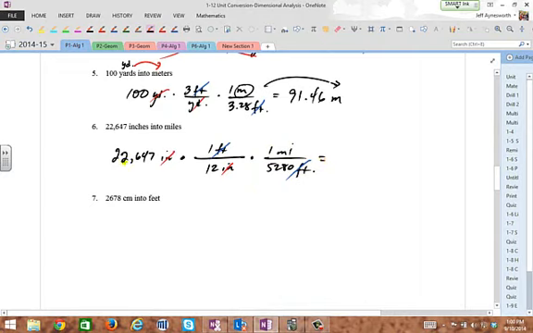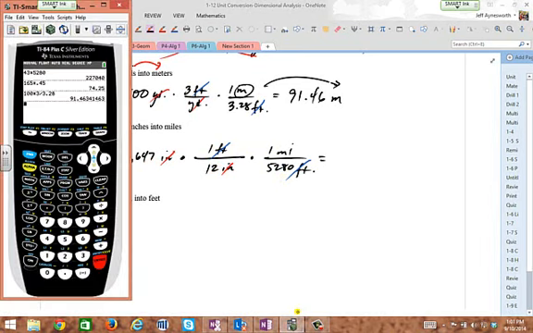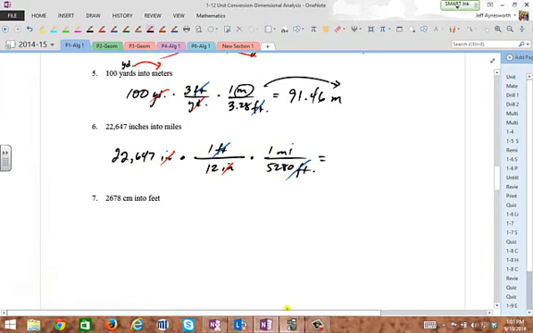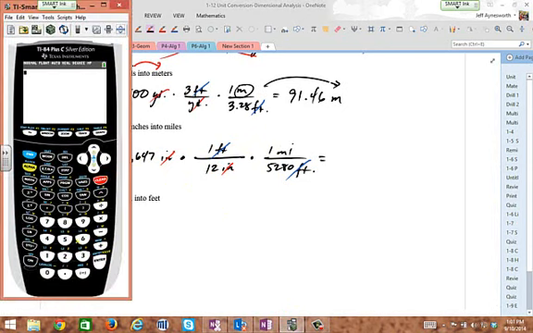So let's figure this out. I got to take 22,647. This times 1 in the numerator has no effect, so I have to divide it by 12 and then divide it by 5,280, all in the calculator. So my first number is 22,647 divided by 12, which is in the denominator now. You just divide by all the numbers in the denominator. Divide by 5,280. Then you get 0.357.